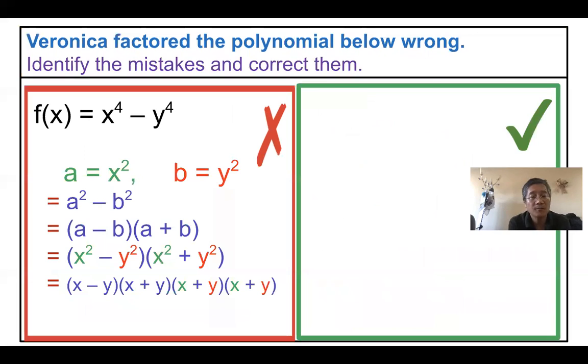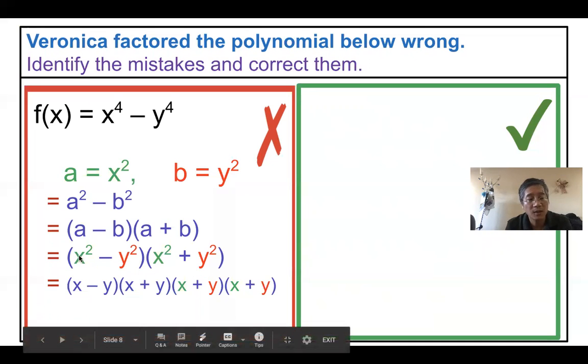So can you do this now? Can you identify the mistakes and then correct them? So what is the mistake? f of x is x to the fourth power minus y to the fourth power. So a squared is x to the 4, b squared is y to the 4. Then a is x squared, b is y squared, right? So a squared minus b squared form. Veronica did a minus b, a plus b, and wrote down x squared minus y squared, x squared plus y squared. Very good. So x minus y times x plus y, times x squared plus y squared.